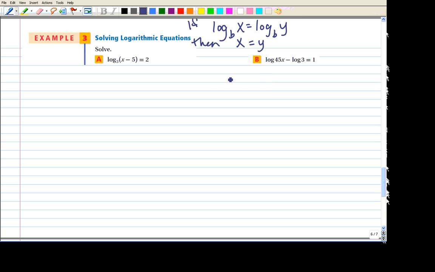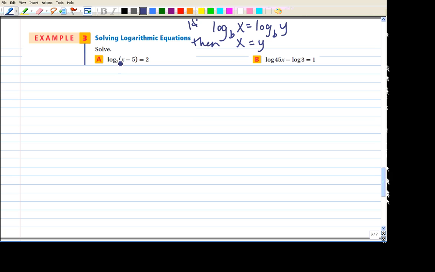Let me show you how we'll get to that using these two examples. Okay, first one. I've got log base 3 of x minus 5 equals 2. Really, you've got two choices here. Well, you've got several choices, and I've said that a bunch of times. With algebra, you can solve things different ways.